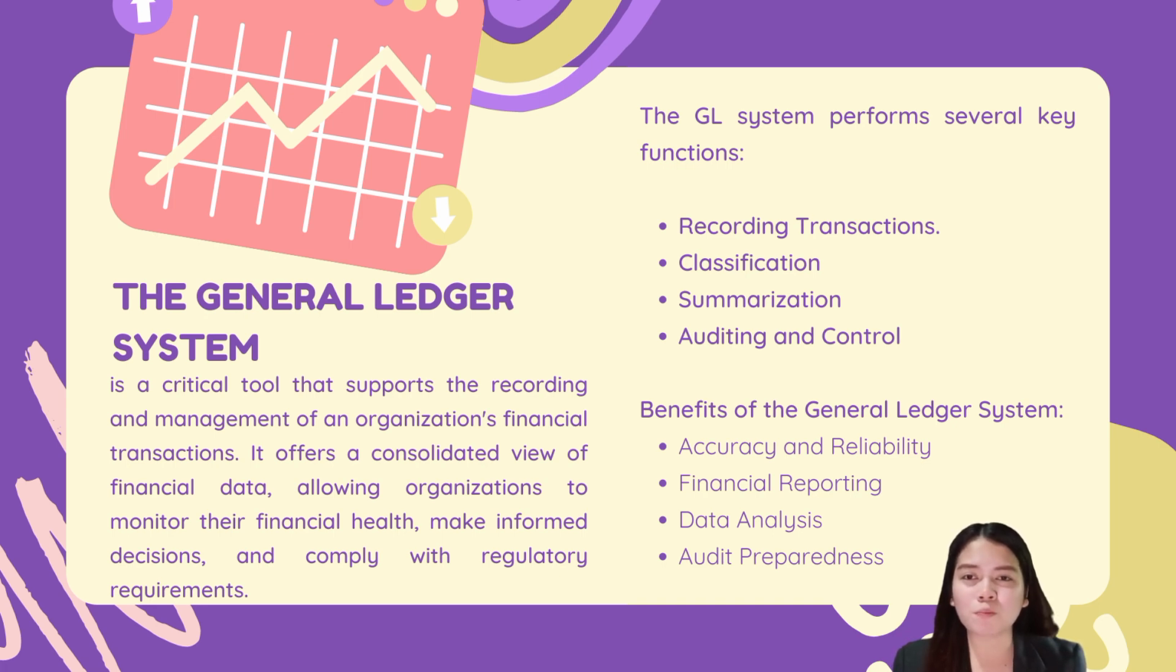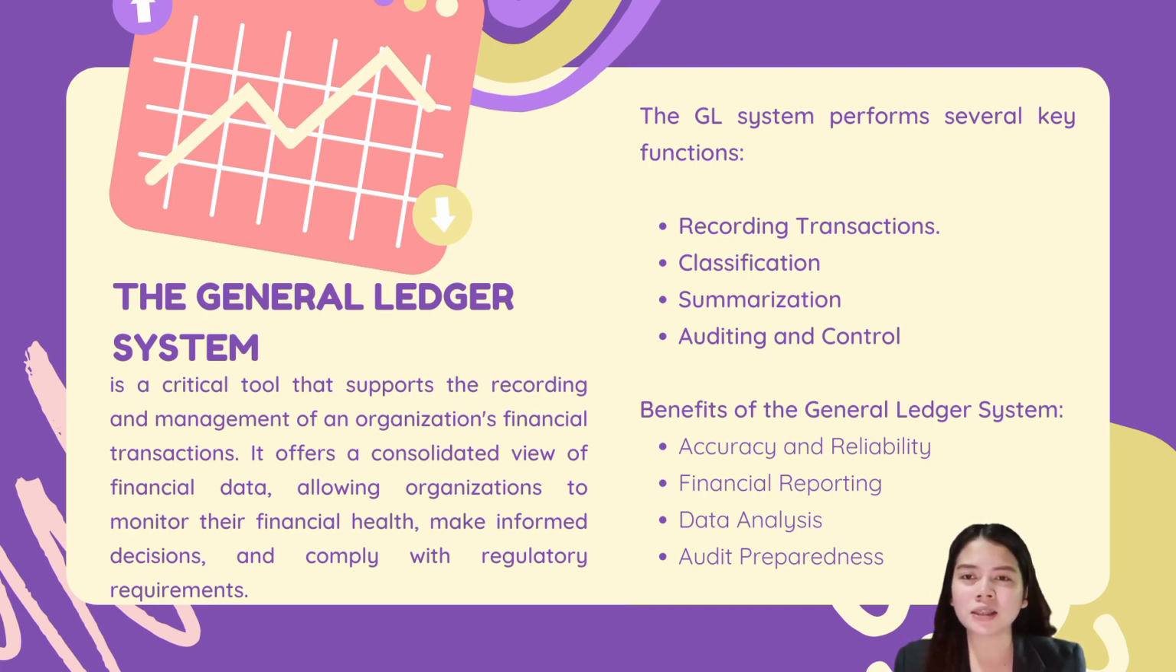The GL system performs several key functions. One is recording transactions. The GL system records various transactions including revenue, expenses, assets, liabilities, and equity changes. Two is classification. The transactions are classified into appropriate accounts based on the chart of accounts, facilitating accurate financial reporting.